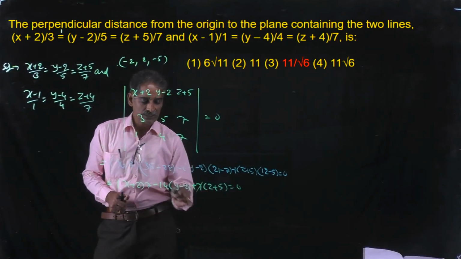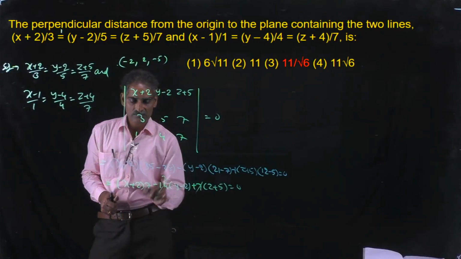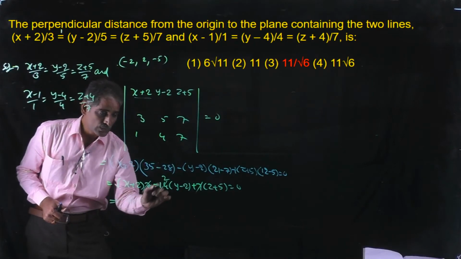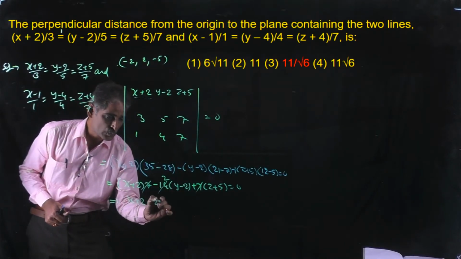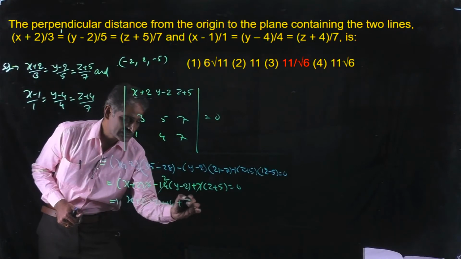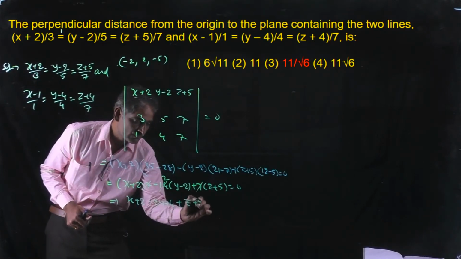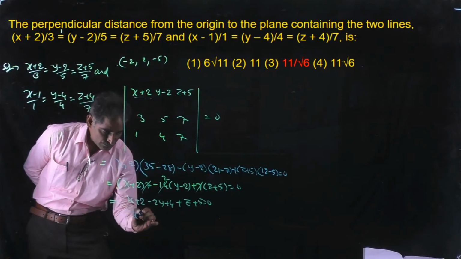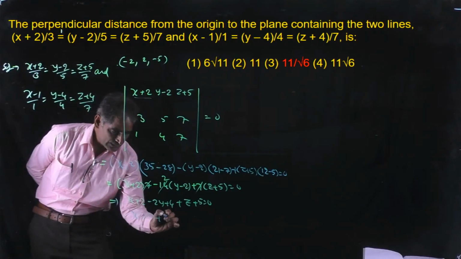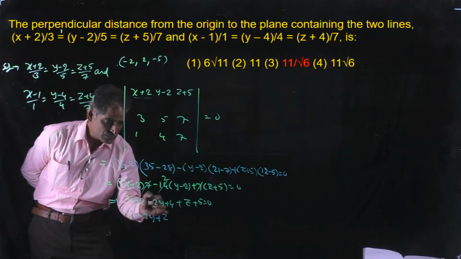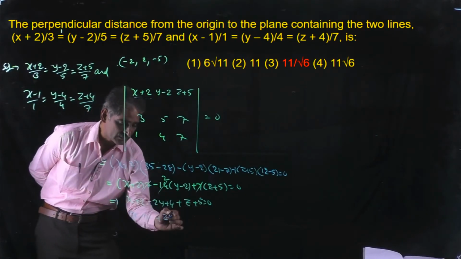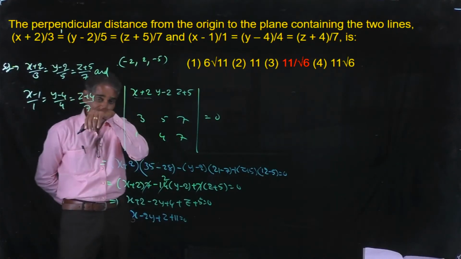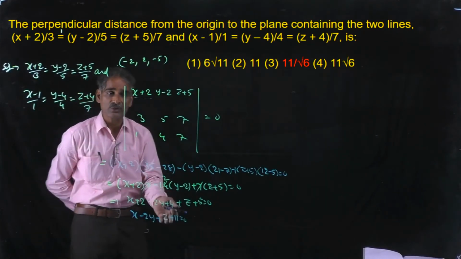So now we can take 7 common, then we will get x plus 2 minus 2 into y, means minus 2y plus 4 plus z plus 5 equal to 0. So now x minus 2y plus z, here the constant value is 2 plus 4, 6 plus 5, 11. This is the equation of the plane containing these two lines. Now we have to find out the distance from origin to this line.